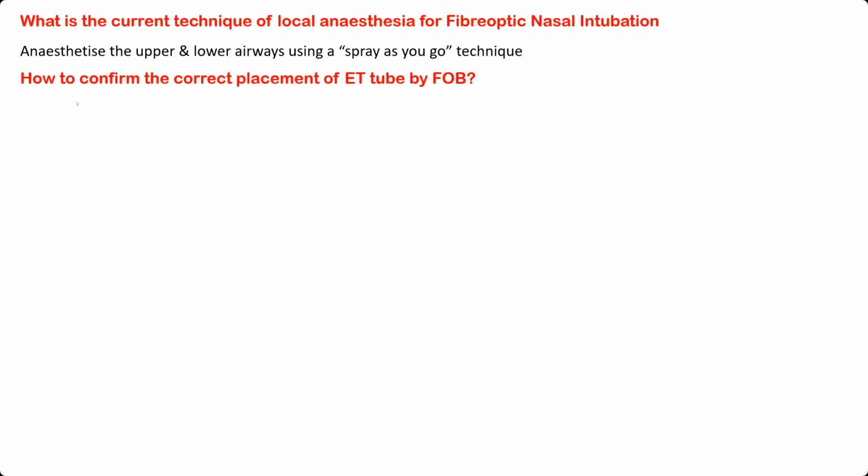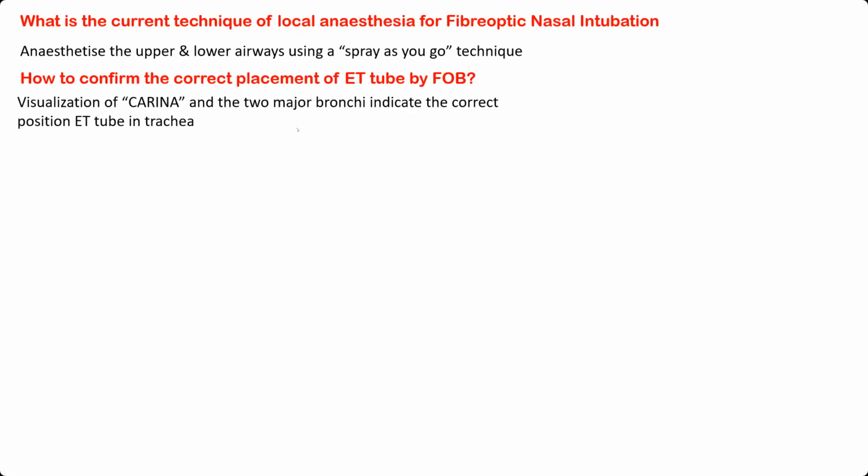Okay. So how to confirm the correct placement of ET tube by fiber optic scope? So we check for the positioning above the carina. No, once you have entered the trachea and you have placed the tube, how do you know that you have entered only the trachea, and where should you stop pushing the tube? Until the carina. You must visualize the carina, really, sir. The two major bronchi indicate the correct tube position.